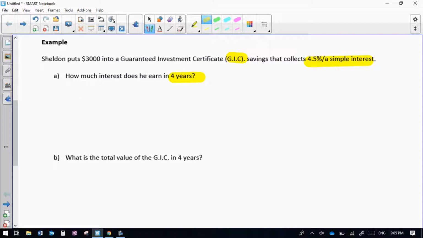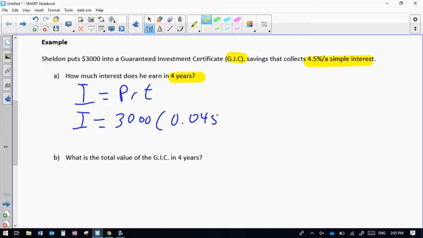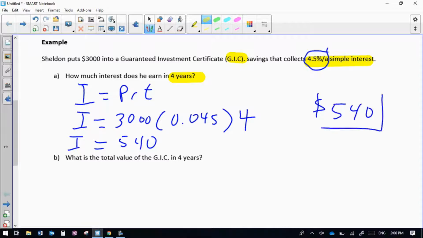So using our simple interest formula, I equals PRT, we can calculate the interest you'll earn in 4 years. The principal is the $3,000. The interest rate is 4.5% as a decimal, divide by 100. That's what you get. And the T, time, is in years, 4 years. Now notice the little /A here. That stands for per annum, and an annum is a year, so that just means 4.5% per year. If you type that into your calculator, you get $540. So that is the interest that you would earn in 4 years, $540.